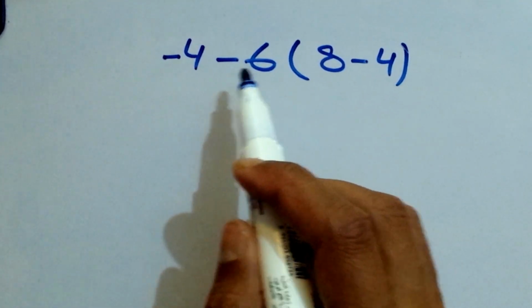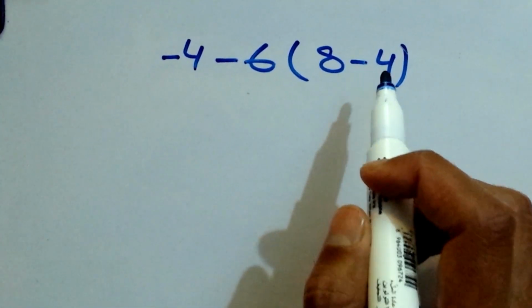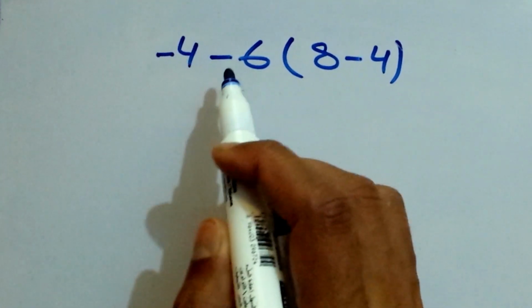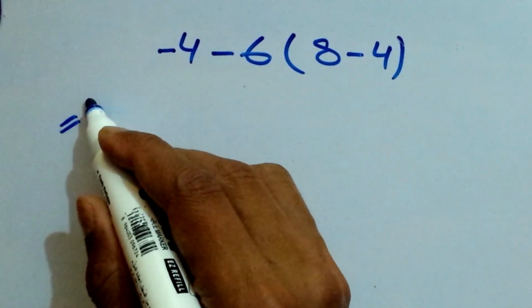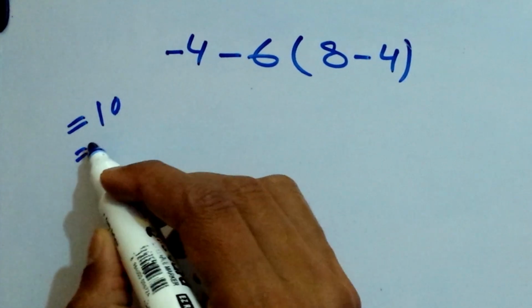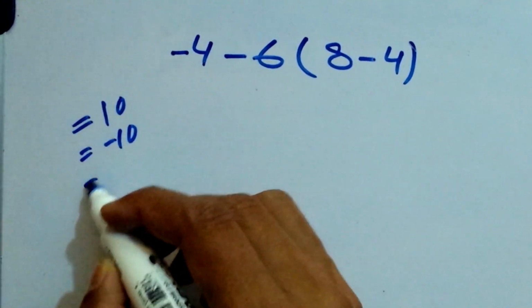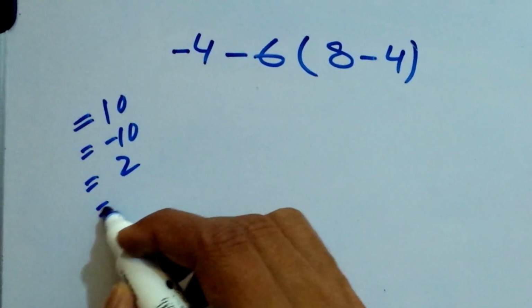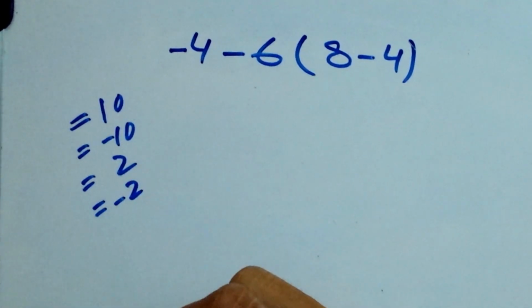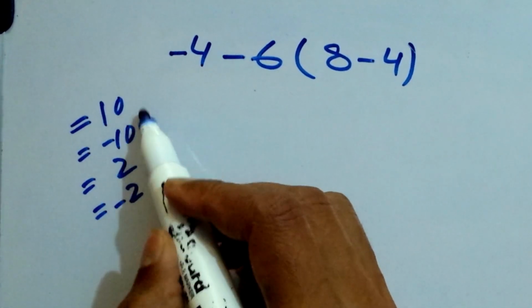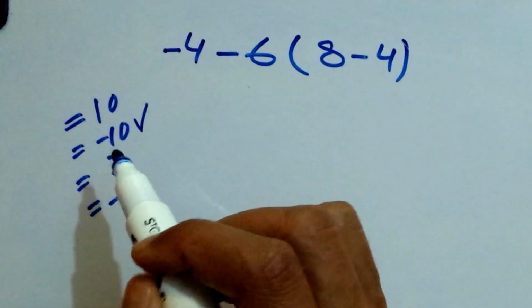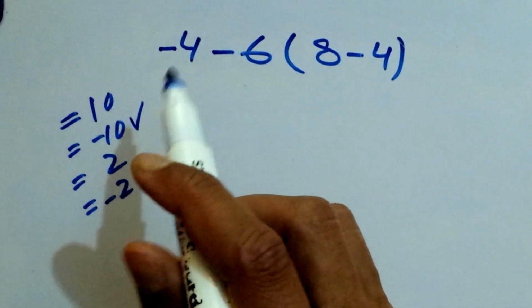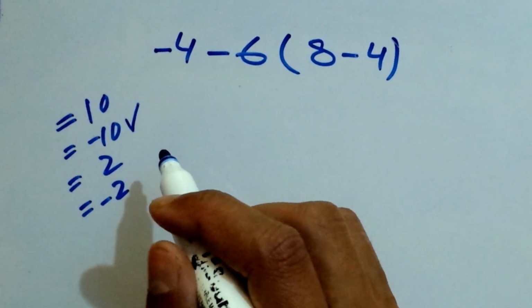-4 - 6 and 8 - 4 equals 10, equals -10, equals 2, or equals -2. The correct answer is -10. Why? When adding two negatives, keep the negative sign.